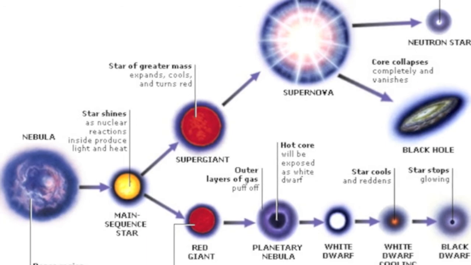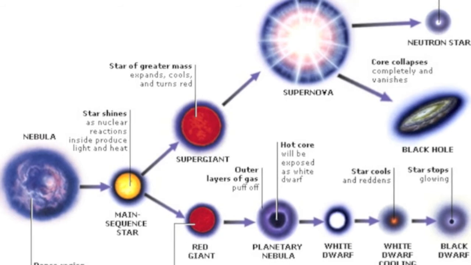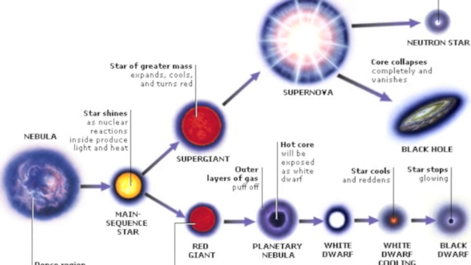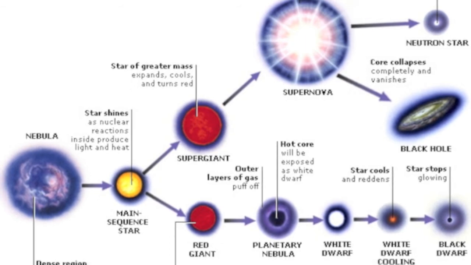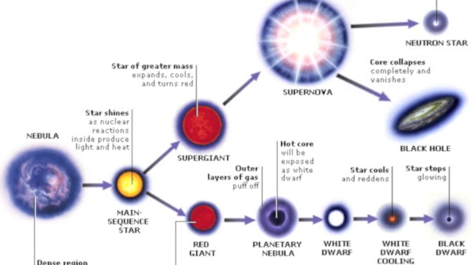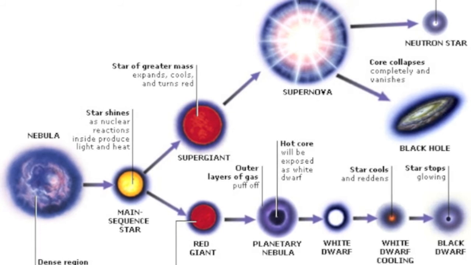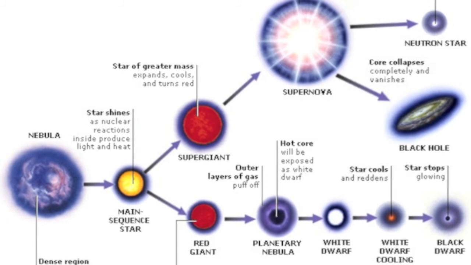Well, after the red giant, it would later become a planetary nebula, which is hot to the core and will actually be exposed as a white dwarf star. Now, as this white dwarf star goes down the line and ages pass and years pass, it later becomes a white dwarf cooling star, which cools down and reddens. But primarily the big factor here is it becomes a black dwarf, which the star stops growing completely, and this is the end of the line if the sun takes a turn towards a red giant star.